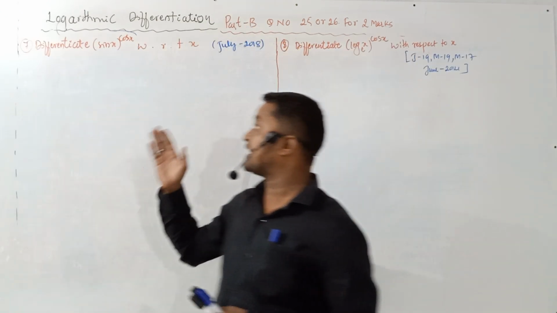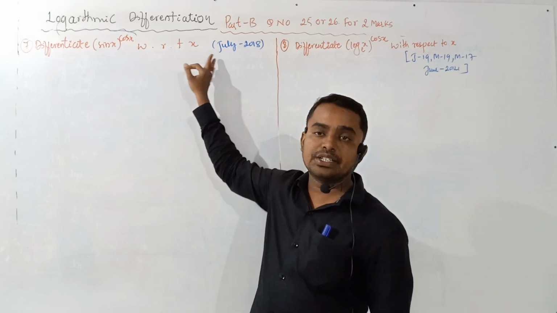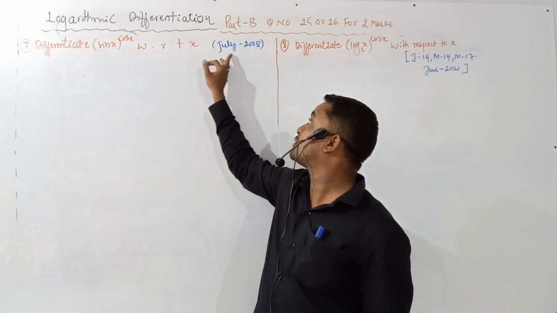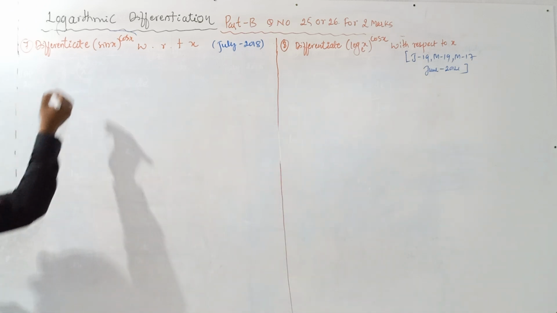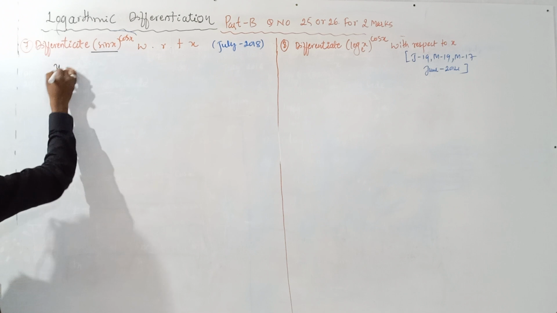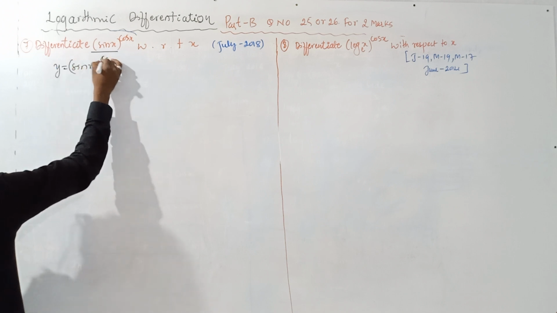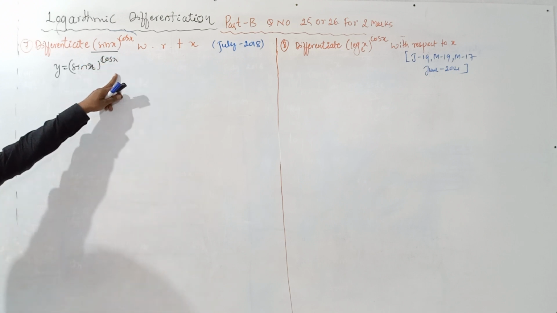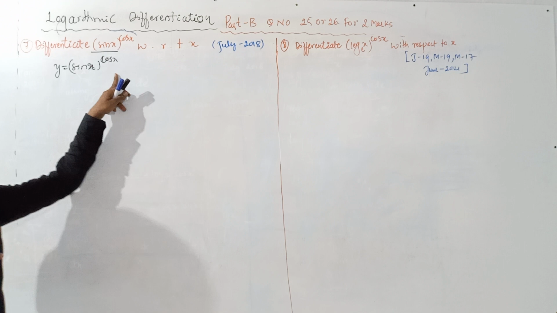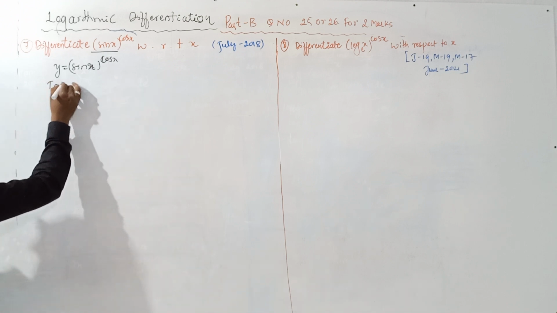So let us take question number 7. Differentiate sin x raised to cos x with respect to x. This question was asked in July 2018 for 2 marks. Take the given function first, y is equal to sin x raised to cos x. Again, a function above a function is there, so the first step is taking log both sides.